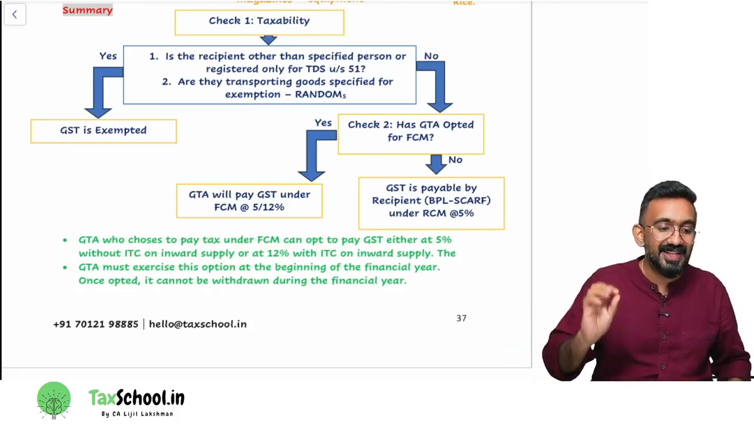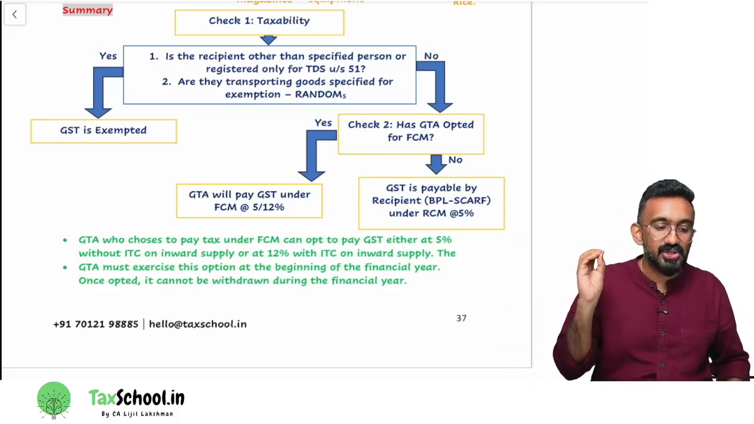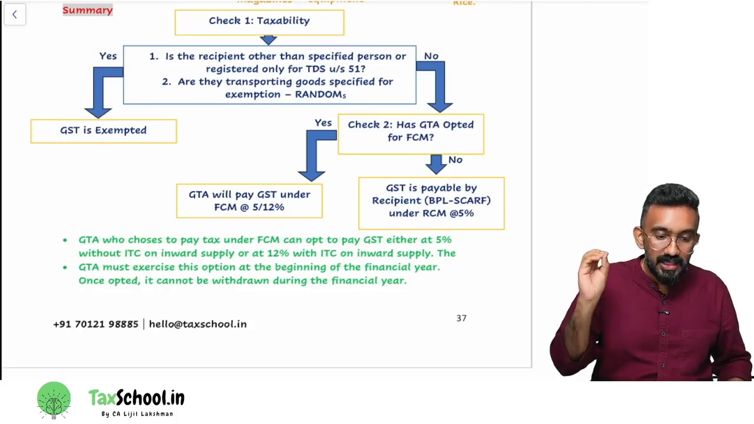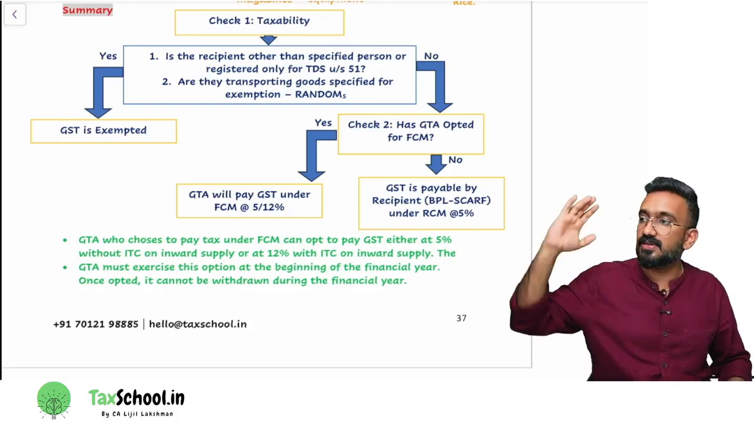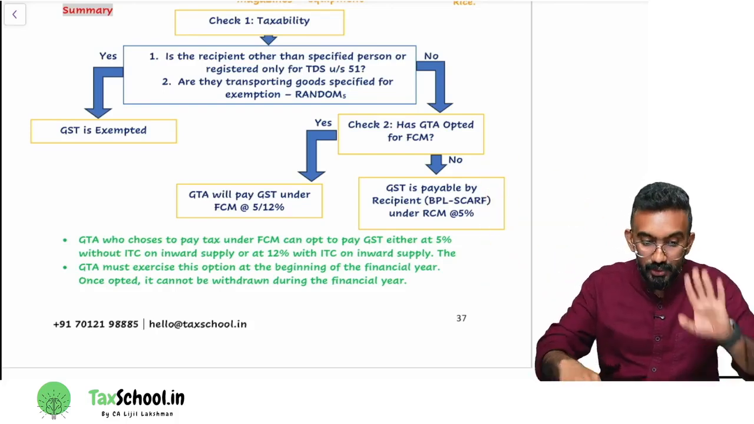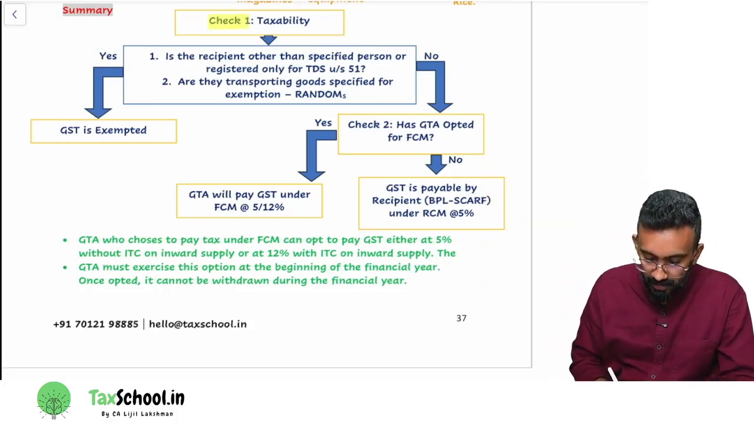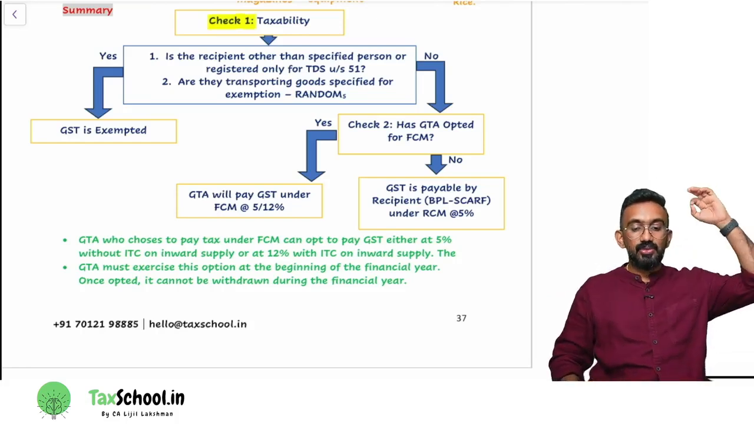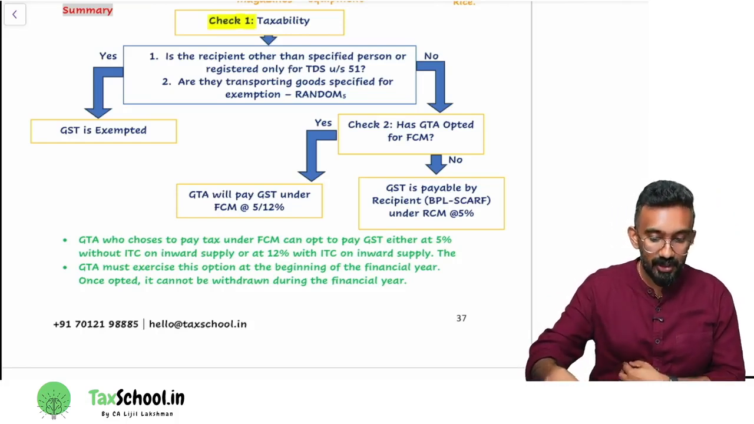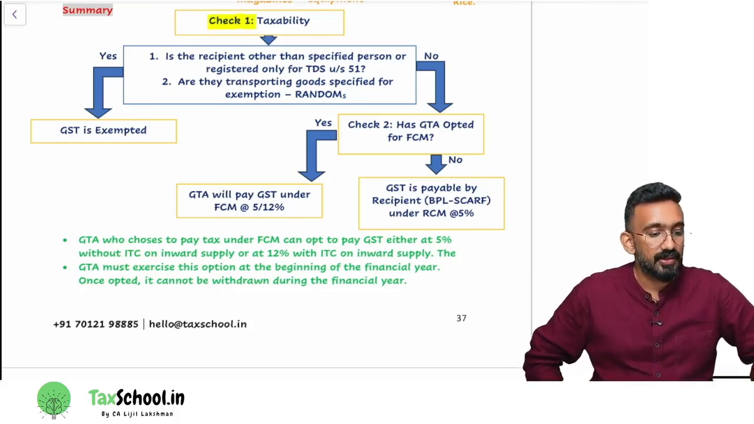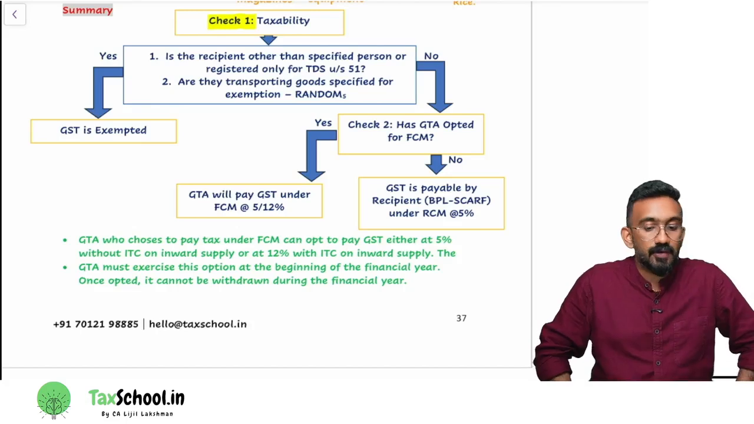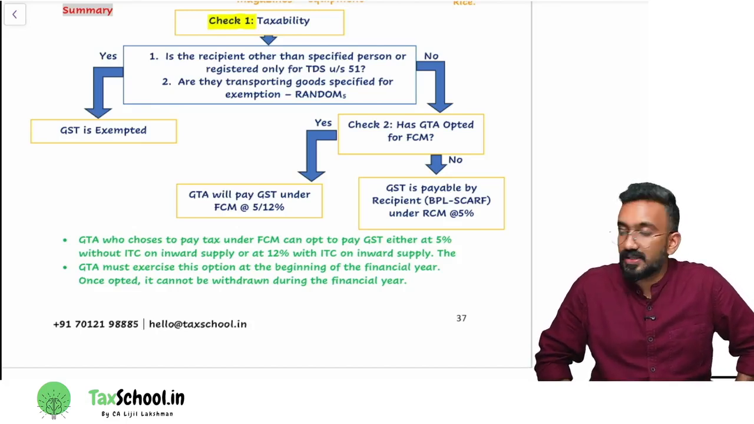How do you check whether tax is payable under GTA or not? Then how do you check whether it's under RCM or FCM? Every question in GTA, this is the order in which you do it. You have to do 2 checks. Check number 1: before you decide whether it should be under RCM or FCM, first decide whether it is taxable or not, because GTA services are not fully taxable.